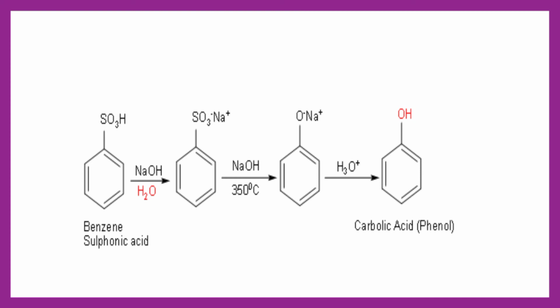Now on the action of NaOH, this hydrogen will be replaced by sodium, okay, so it is SO3Na, sodium salt. Then this sodium salt is like ONa because SO2 will be released and this acid is formed, carbolic acid, which is nothing but phenol. Again sodium will be replaced with hydrogen. So it is hydroxy which is attached to the benzene ring. So it is nothing but phenol, which is carbolic acid.